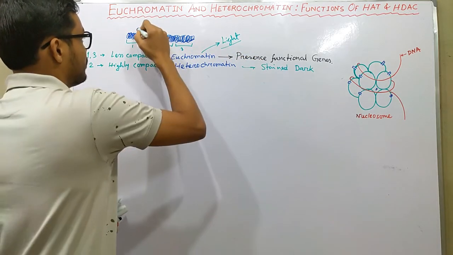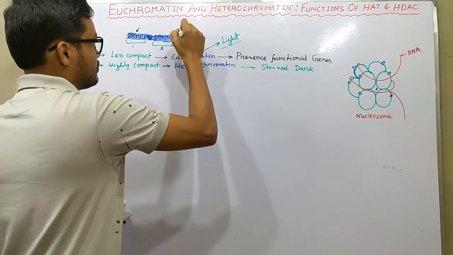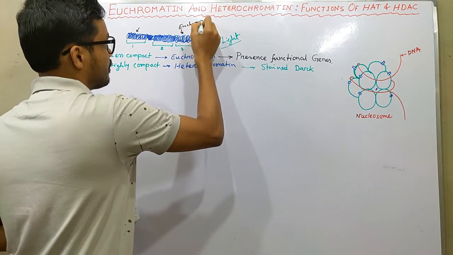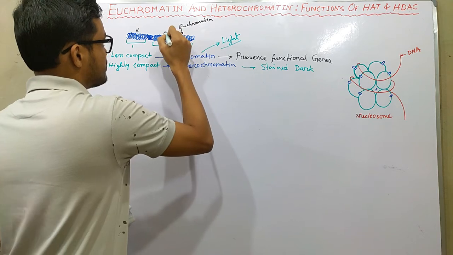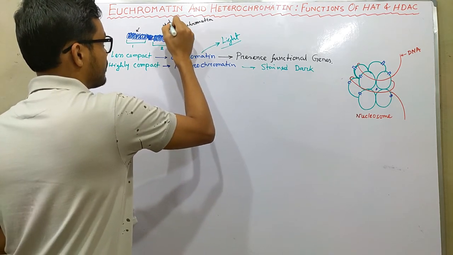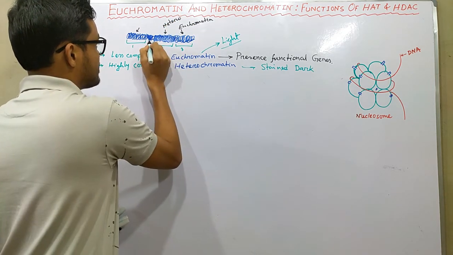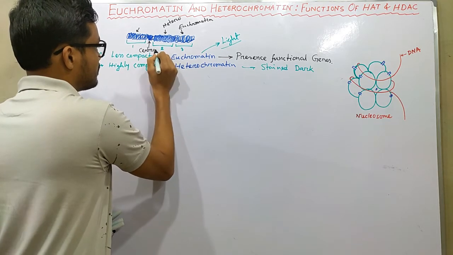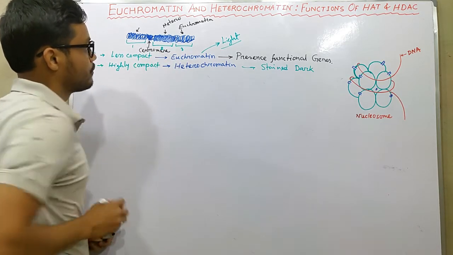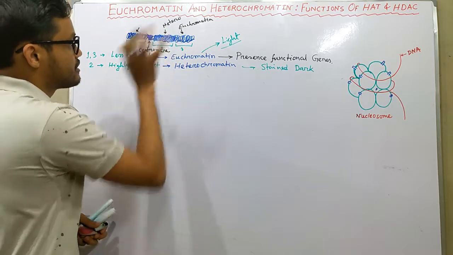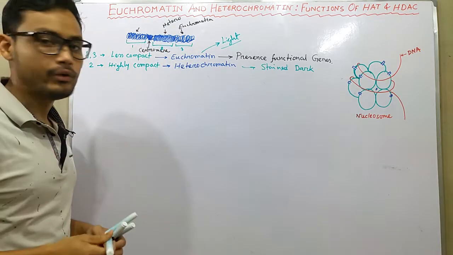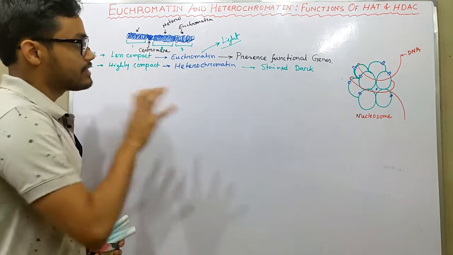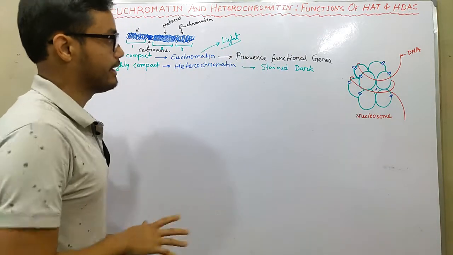So these regions are known as euchromatin, and this region is known as heterochromatin. And this is the centromere. This is the short arm, this is the long arm, with heterochromatin and euchromatin. Okay, clear? Next thing, what is the function of HAT and HDAC?